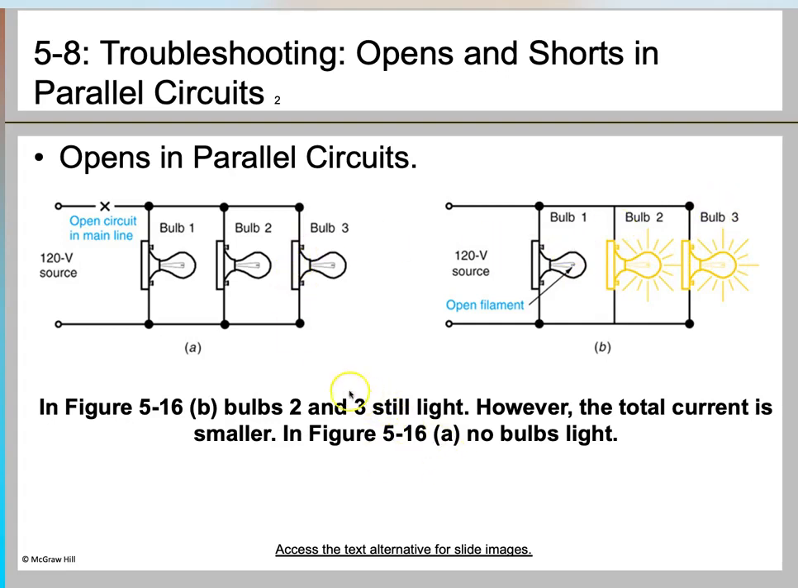So this was the effect of an open in the parallel circuit. In the first one, the open path was in the main line, so that's why you saw no current and no light for all the bulbs. And in the second case, the open path was in the branch, and in that case, the bulb for that particular branch did not light, but the other two bulbs operated normally.